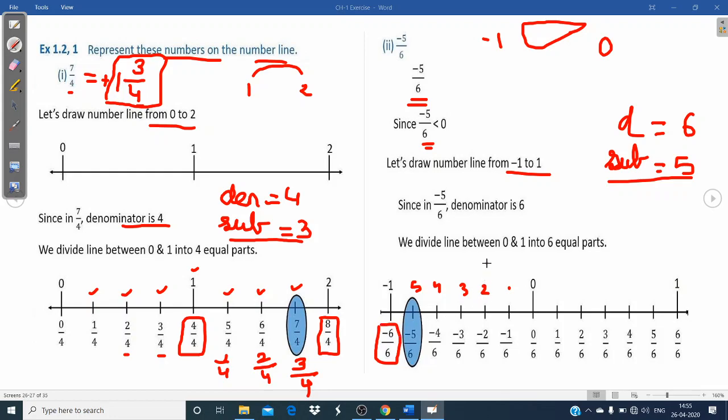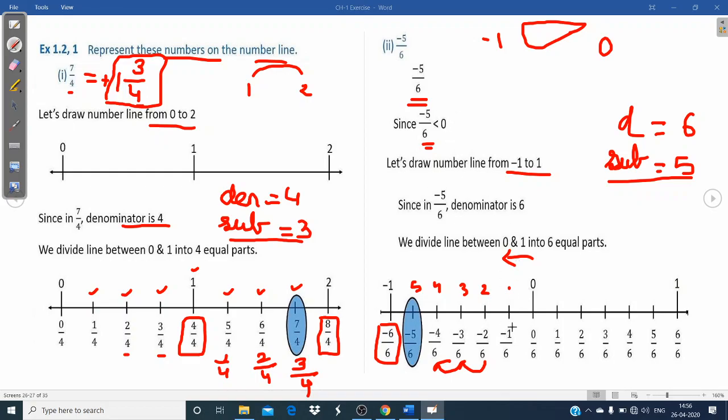Now the main thing, students, that you have to see here is that you have to start numbering from the leftmost side. After 0, the first subdivision is minus 1 by 6, then minus 2 by 6, then minus 3, then minus 4, then minus 5, then minus 6 by 6, which is minus 1. Many times I have noticed that students start numbering from the other end, minus 1 by 6. That is absolutely wrong. You have to start giving the numbers from the left side of the 0.